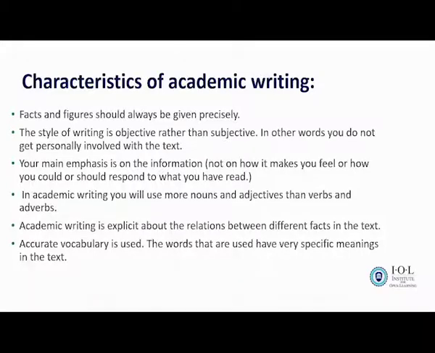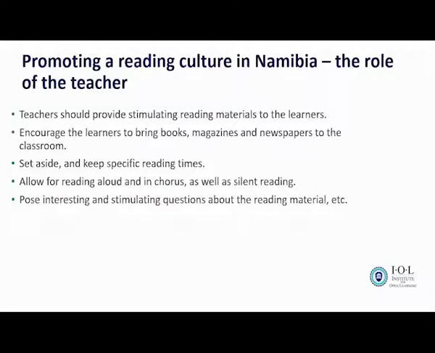So academic writing is explicit, and it should show that other researchers are able to carry out that research and find exactly the same information. So that is what academic writing does. So your main emphasis is on the information, not how it makes you feel or how you could respond. So it's not about your personal feelings when it comes to academic writing, but you write about the facts, not your opinion, not how you thought this certain thing should go, but you write about the facts. So that is the characteristic of academic writing.